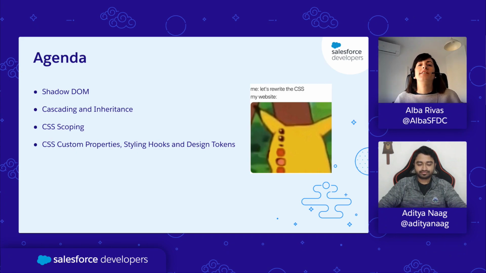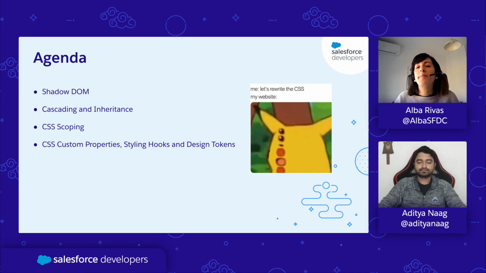So this is our agenda. First of all, we are going to get into the details of Shadow DOM. Shadow DOM is one of the standards that Lightning Web Components embraces, and we're going to see the different implementations that we have in Lightning Web Components and Lightning Web Components OSS. Then Aditya is going to explain some CSS topics that are important to understand in regards to Shadow DOM and how CSS behaves in Shadow DOM.